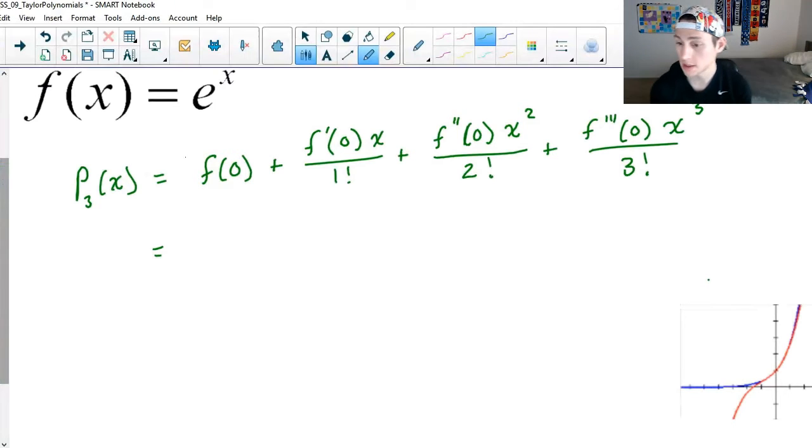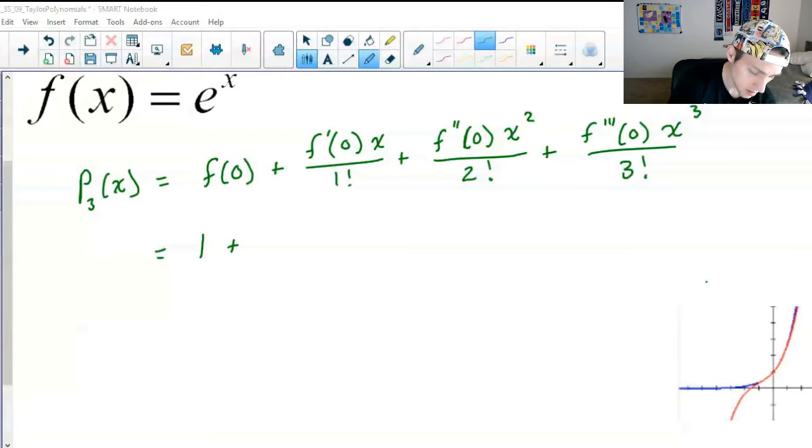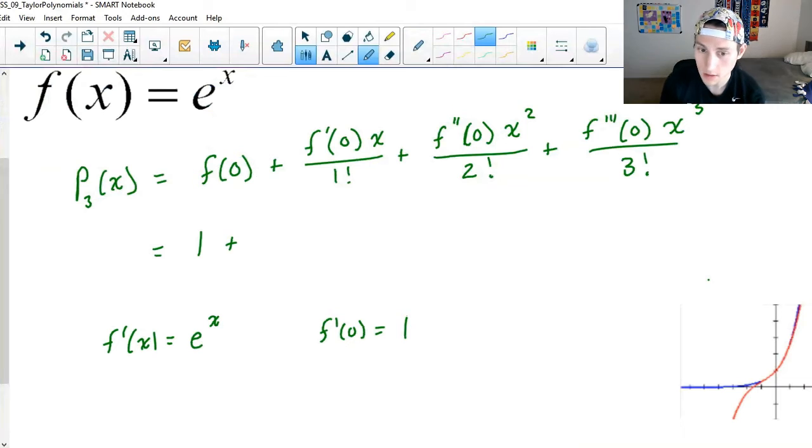But let's actually figure out what these values are. f of 0, so e to the 0th power is just 1. Plus, I'm going to do some work down here off to the side. f prime of x would just be e to the x. So f prime of 0 is still just 1. So 1 times x over 1 factorial, so that's just 1 plus x.